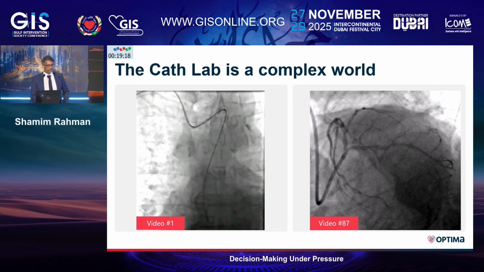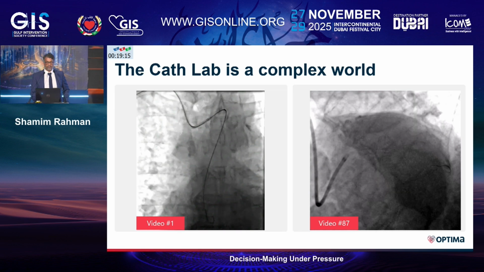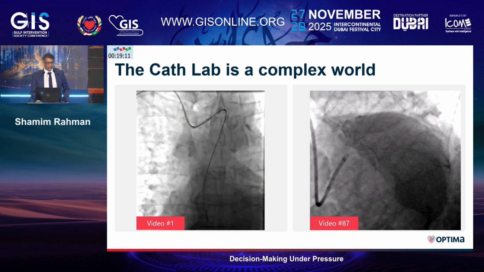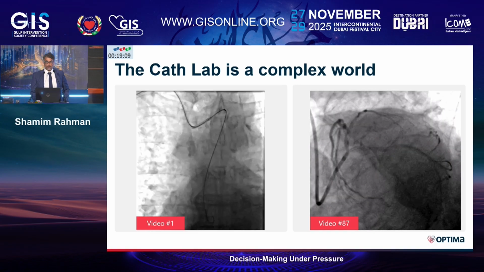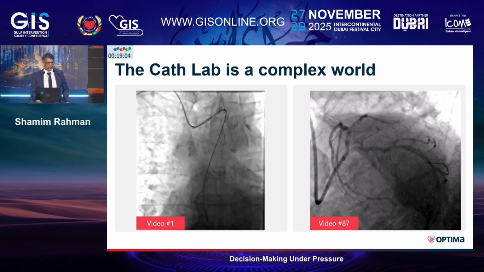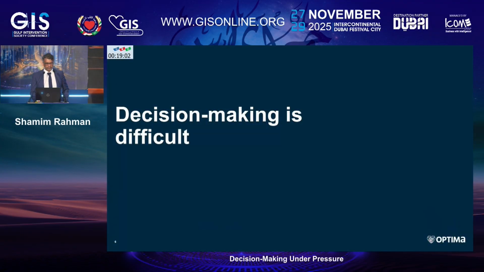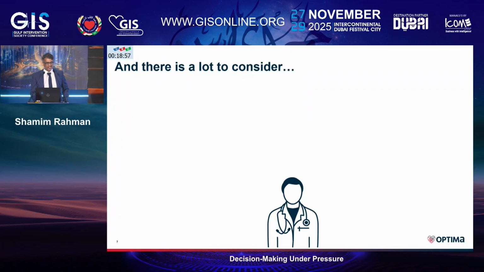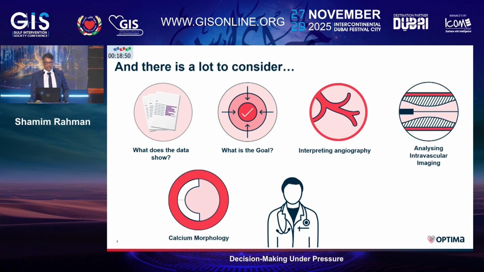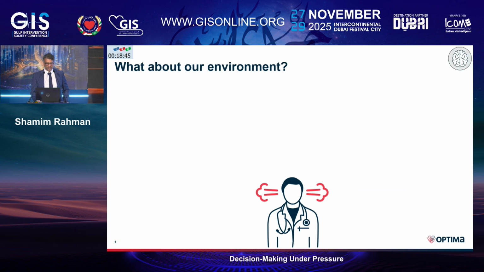We don't see video number 1 with the tortuous subclavian that we've just been negotiating for a while, or number 87, which was taken 3 hours later, dealing with an unsettled, difficult patient with operator fatigue. And within this environment, we're expected to make multiple decisions, and it's difficult. As we've just seen, there are lots of things to consider. What should I do? What does the data show?